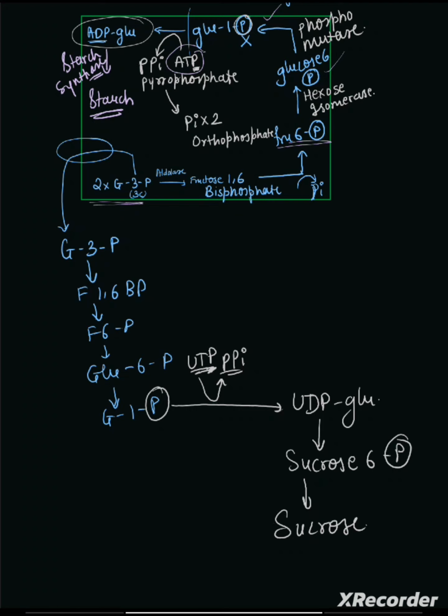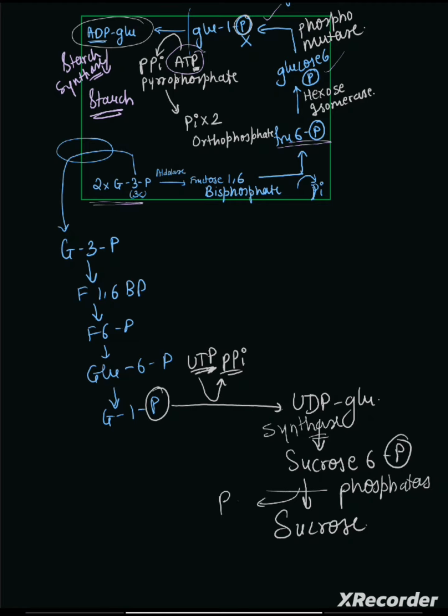Now UDP glucose is converted to sucrose 6-phosphate by the sucrose 6-phosphate synthase enzyme. Synthase doesn't really use ATP there, while synthetases use ATP. This is just extra info for you. Now here the conversion is carried out by sucrose 6-phosphate phosphatase. So here phosphatase will be used because we are removing the phosphate group.